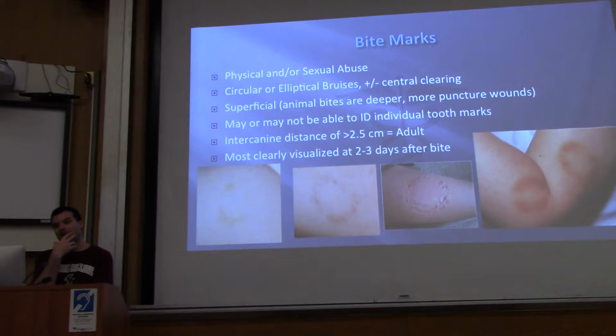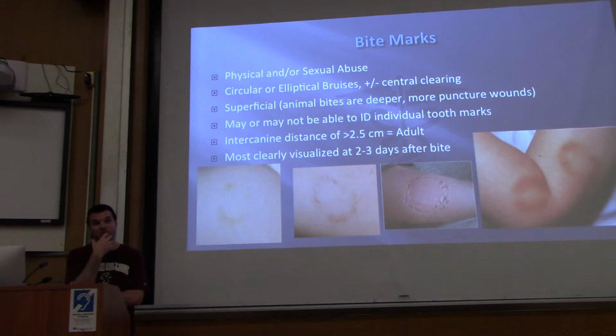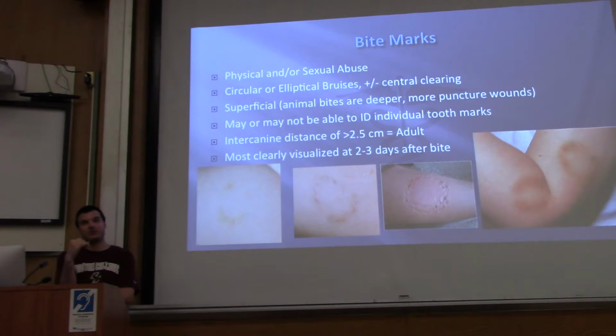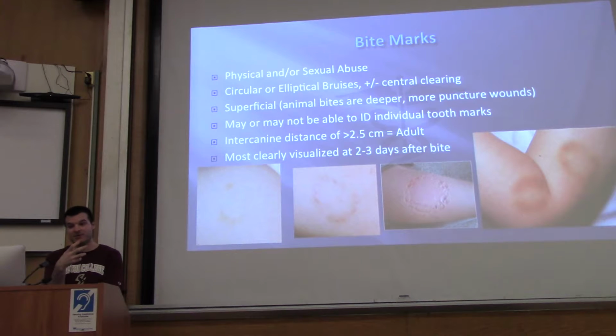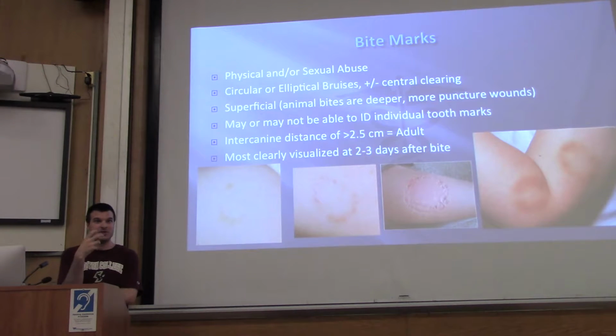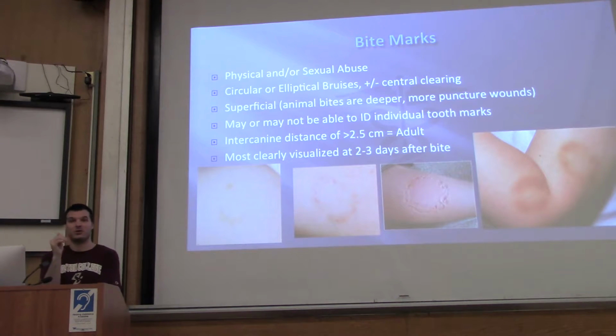Bites could be part of physical or sexual abuse. You'll have these circular or elliptical bruises. You may have central clearing, or the entire inside might be bruised or have petechiae in it as well. Human bites are going to be superficial. No humans have these long canine teeth. Animal bites have puncture wounds. Cats, obviously, even dogs, they're going to be deeper. Humans do not cause deep injuries. They're very superficial. They usually don't even go all the way through the skin.